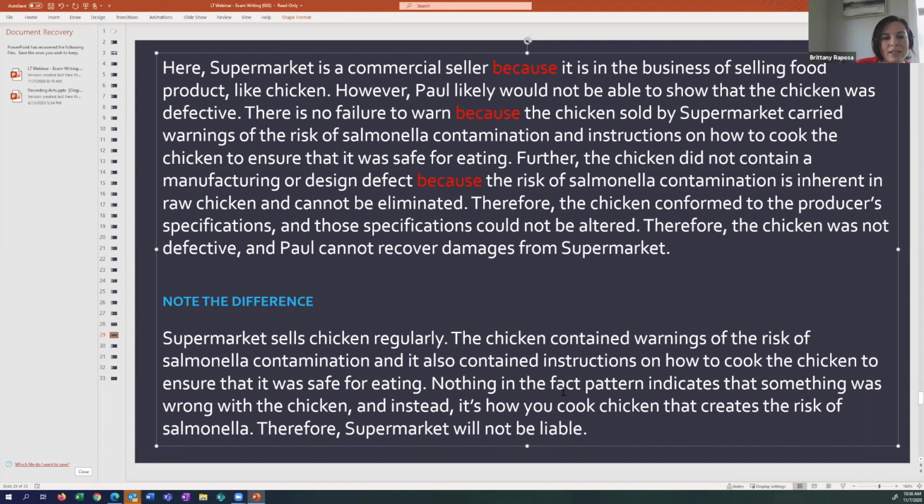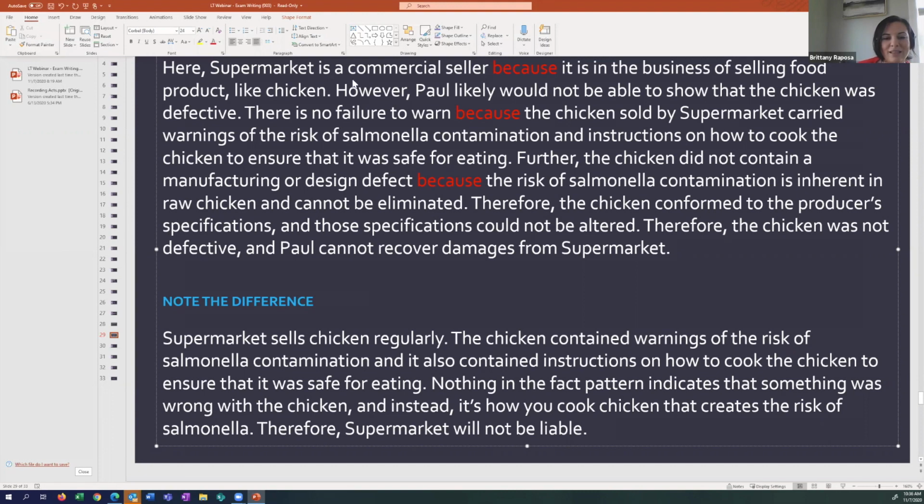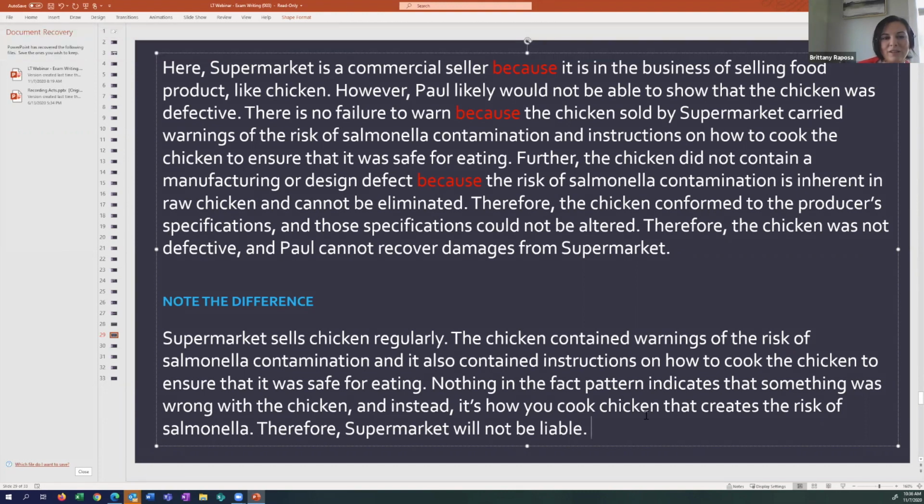Supermarket sells chicken regularly. The chicken contained warnings of the risk of salmonella contamination, and it also contained instructions on how to cook the chicken to ensure that it was safe for eating. Nothing in the fact pattern indicates that something was wrong with the chicken, and instead, it's how you cook the chicken that creates the risk of salmonella. Therefore, supermarket will not be liable.